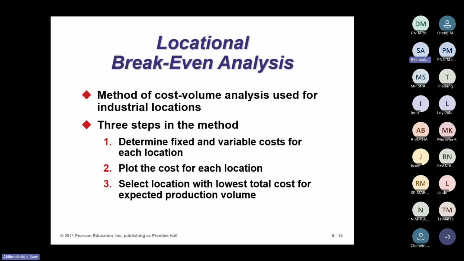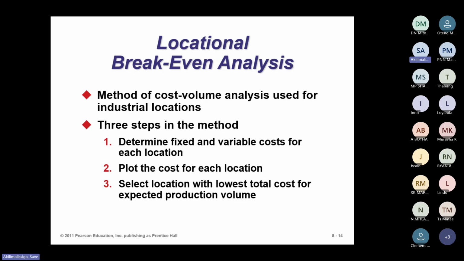So costs are critical for a break-even analysis, and you have to be able to differentiate a fixed cost from a variable cost. Now, number two says plot the cost for each location. So this is a graphical analysis that needs to be done so that everything can be seen clearly. So we need to plot a graph in order to see all the costs, or we call them the cost lines. And number three, select the location with the lowest total cost for expected production volume.